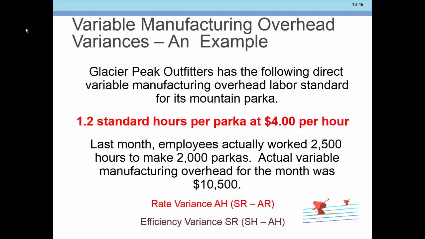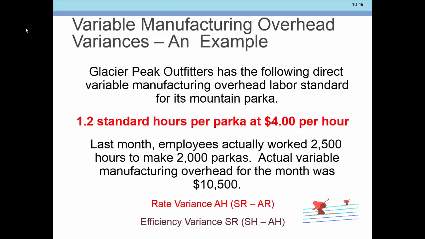And then for efficiency, it's going to be what? The standard rate, and it's going to be what? Standard hours, and I'm just going to put down the driver, minus the actual hours, and I'm going to put down here the driver, right? Because it doesn't have to be labor hours, but for many of the questions we're going to see, you're going to use labor hours as the driver, okay? But it could be machine hours, whatever, right?